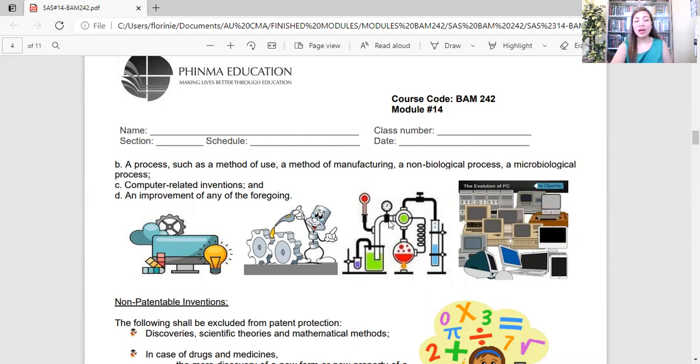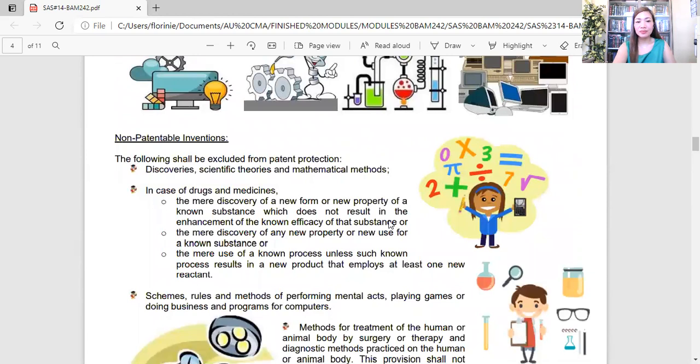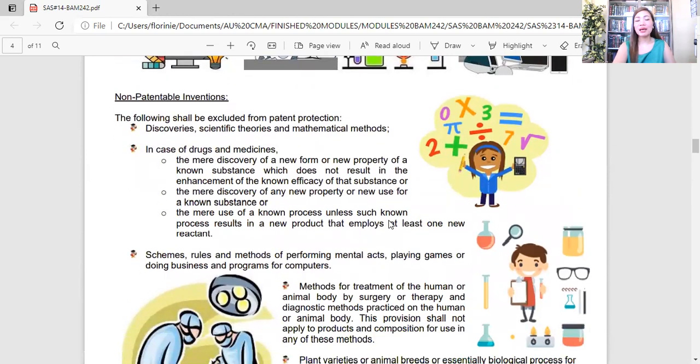Okay, so ano naman yung mga hindi pwedeng i-patent na mga invention? The following shall be excluded from patent protection, yung mga discoveries, scientific theories, and mathematical methods. Hindi yan napapatent. Ano pa? In case of drugs and medicines, the mere discovery of a new form or new property of a known substance which does not result in the enhancement of the known efficacy of that substance, or the mere discovery of any new property or new use for a known substance, or the mere use of a known process unless such known process results in a new product that employs at least one new reactant.